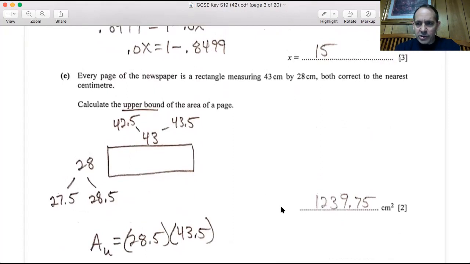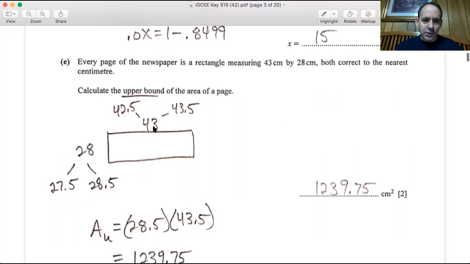Again, remember when you're working with lower and upper bounds, you usually have two layers that you're going to have to work with. The first layer are your initial measurements. That's the 43 and 28. So you want to find the upper and lower bound of each of those. So our 43 is between 42.5 and 43.5.